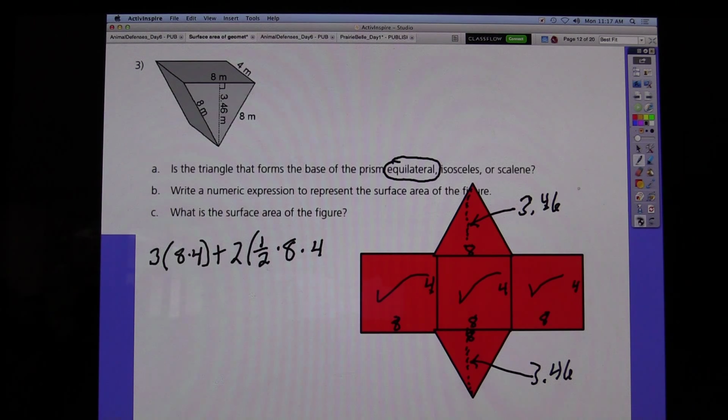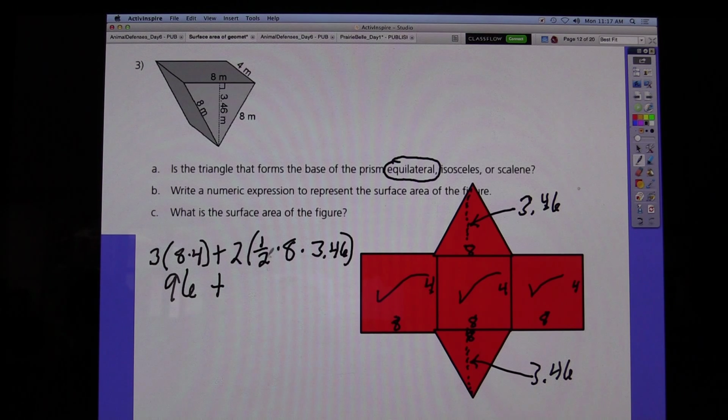3 and 46 hundredths. Okay, so let me back up just a little bit. Now I'll just have to work it out. So 8 times 4 is 32, and 3 times 32 is 96.